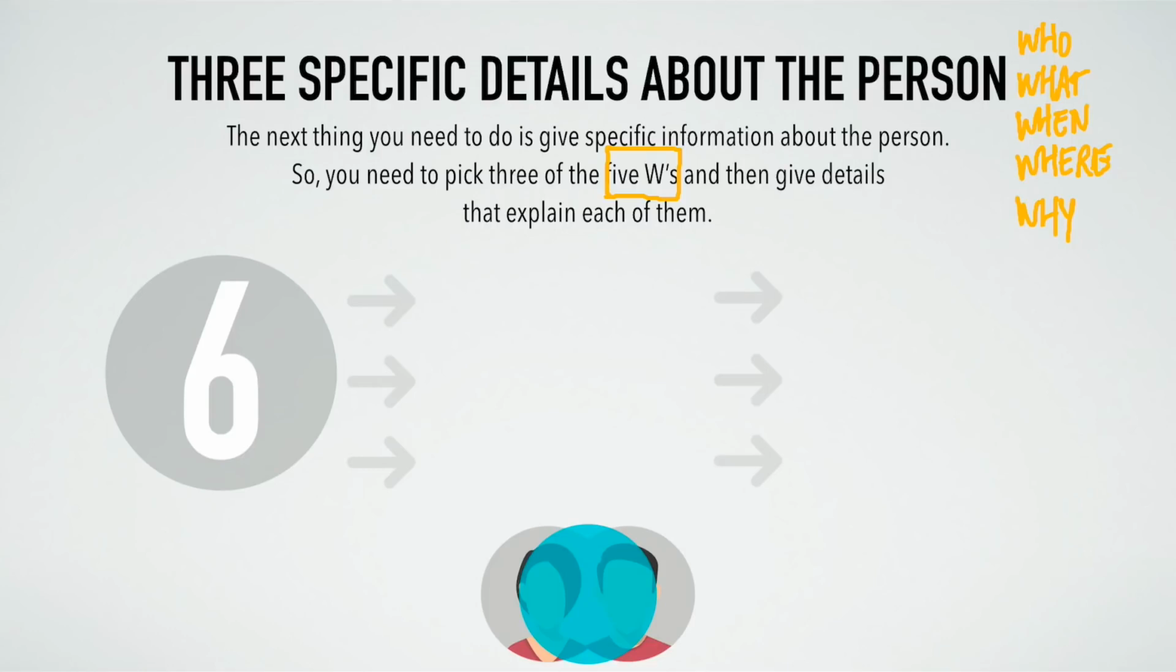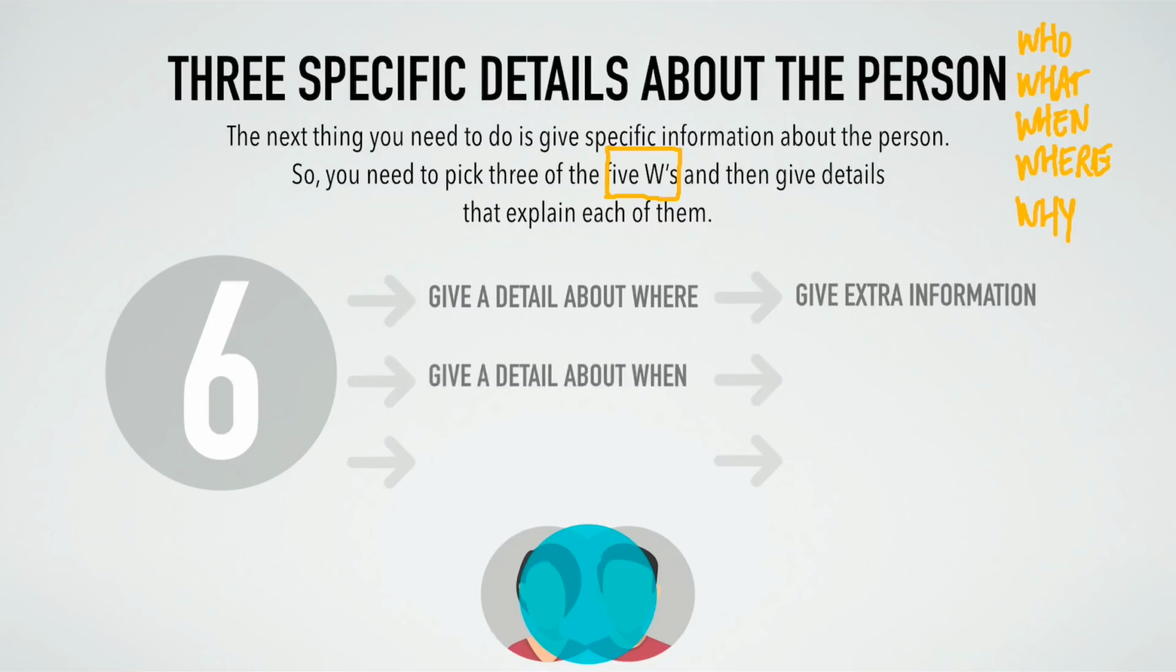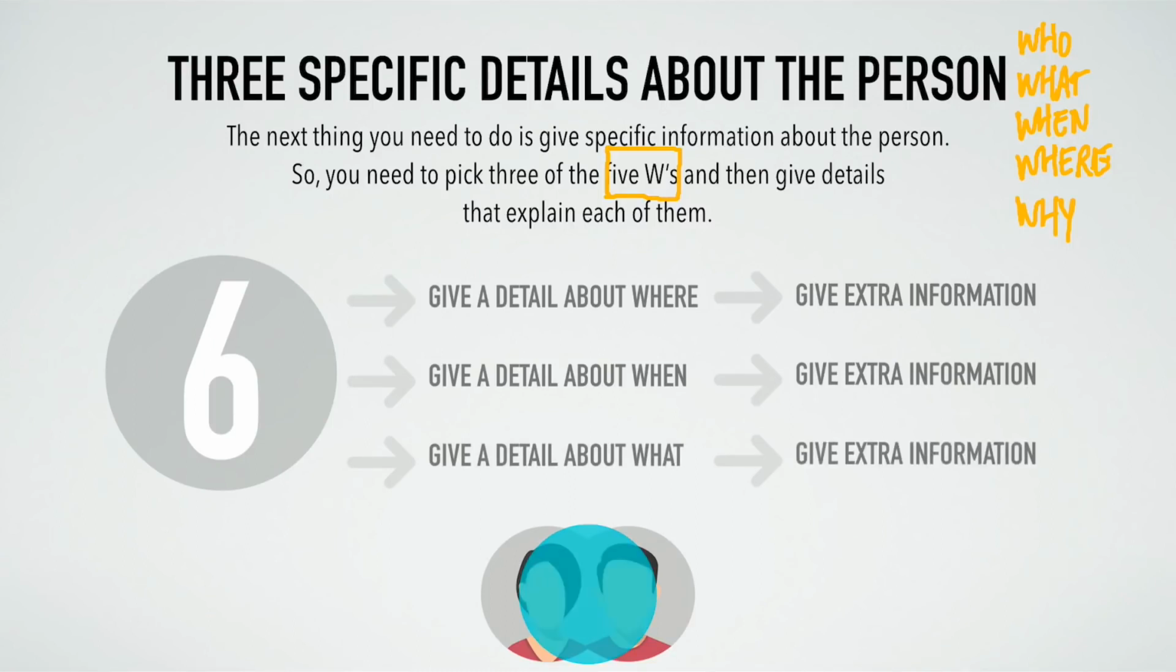Now, so for example, let's say, give a detail about where. I've chosen where as the first W for the first sentence. Then my second sentence will be, give extra information. My third sentence will be, give a detail about when. Then, give extra information. Number 5, give a detail about what. And finally, give extra information. So, I have 6 sentences for part 2 of the formula, or part 2 of my answer and how I will describe a person, okay?